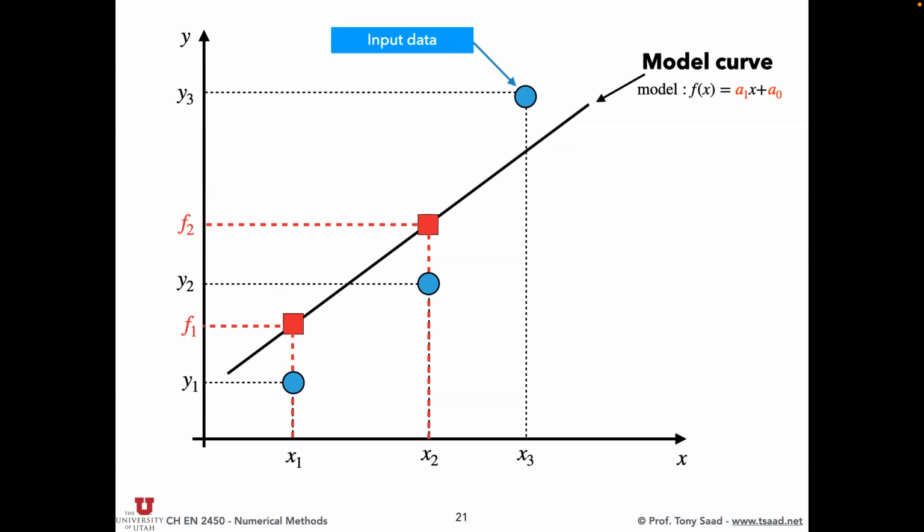Now, why did we choose to evaluate the model at the input values? Because we know the input values, x values. We know the input y values as well. And we're going to use that information to compute an error, and based on that error, we're going to find the best line that minimizes that error. So let's continue driving this point home.